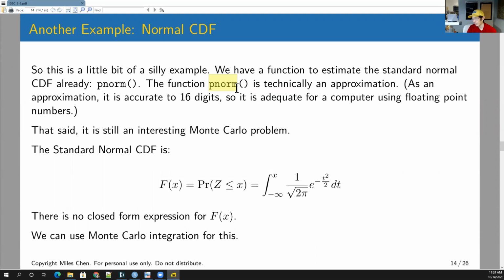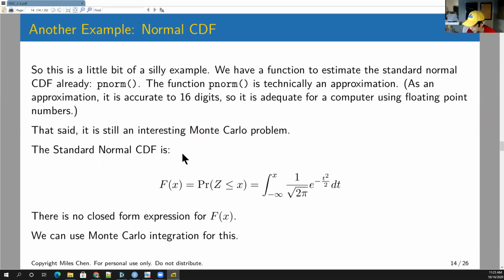So I don't know, in the future, we might have computers that are more accurate than 16 digits. Like we might not use type double. We might, I don't know, use type quadruple or something, and we'll have even more decimal places of precision. Who knows? But even though p norm exists, we can still approach it as a Monte Carlo problem, and it's still kind of interesting here, okay?